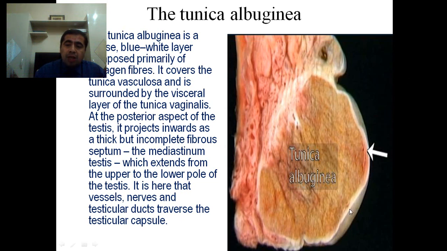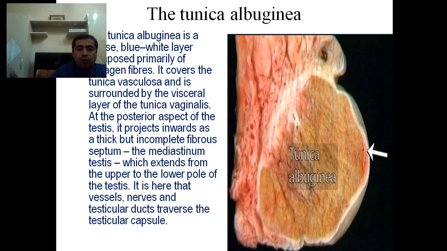The tunica albuginea is a dense connective tissue, a blue-white layer composed primarily of collagen fibers. It covers the tunica vasculosa and is surrounded by the visceral layer of the tunica vaginalis. What is the tunica vaginalis? It's the derivative of the peritoneum, and it's the very important processus vaginalis, which is formed during the descent of the testis.